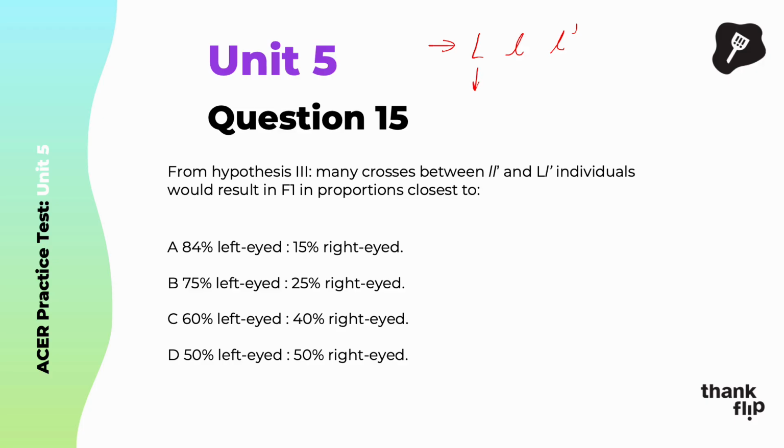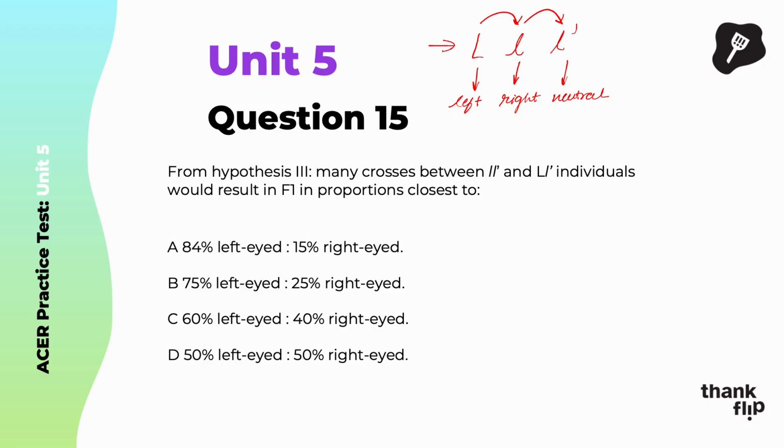And so the phenotype of the capital L is left-eyed, lowercase l is right-eyed, and lowercase l with apostrophe is neutral. Okay, so the capital L is dominant to lowercase l, and lowercase l is dominant to lowercase l with the apostrophe. So that's the information that we're given.